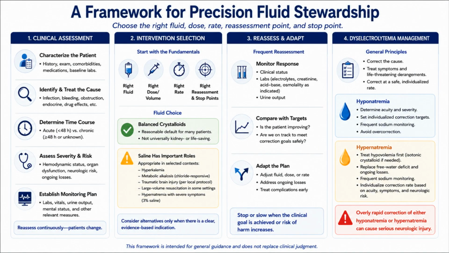The final framework brings the whole lecture together. First, characterize the patient. What is the history, exam, baseline kidney function, medication profile, and time course? Second, identify and treat the cause. Infection, bleeding, obstruction, endocrine disease, drug effect, or ongoing losses. Third, select the intervention with precision. The right fluid, dose, rate, reassessment point, and stop point.